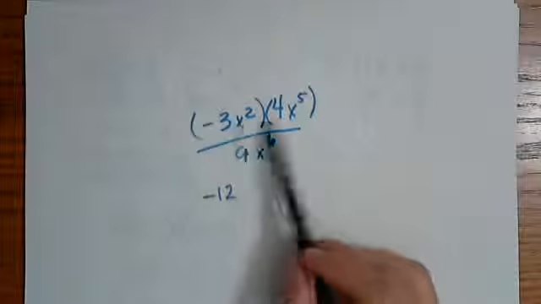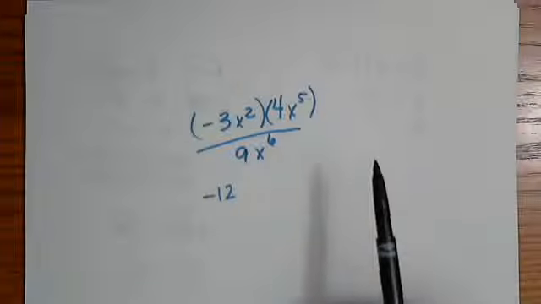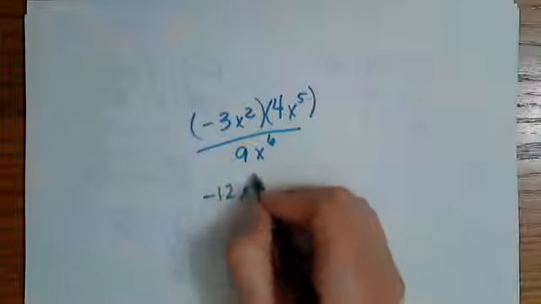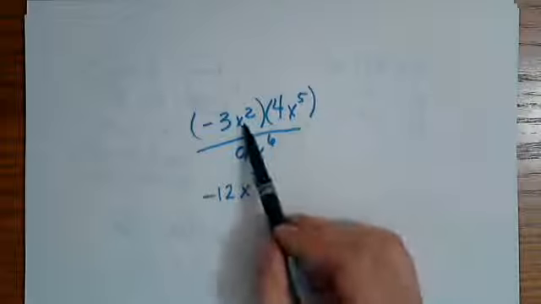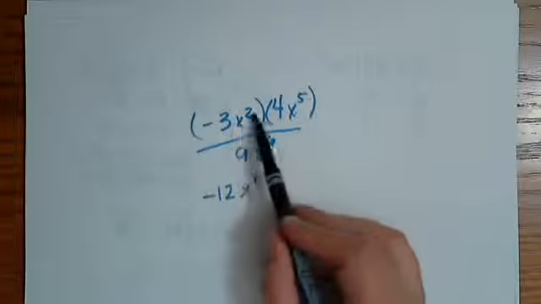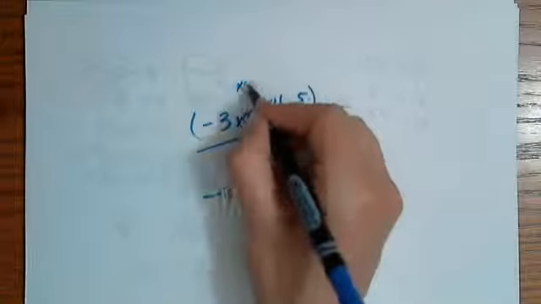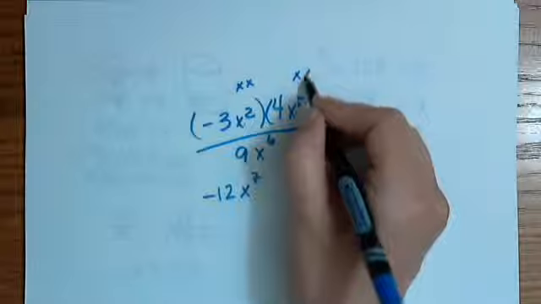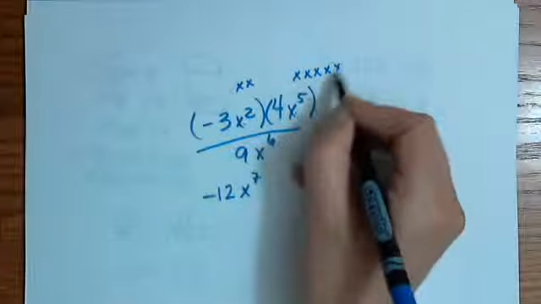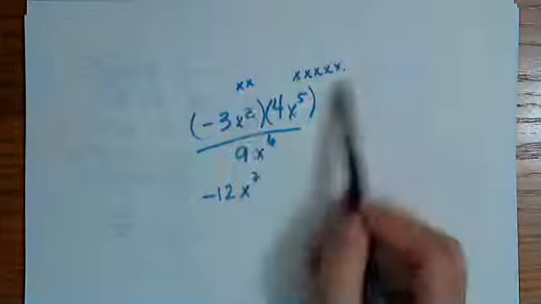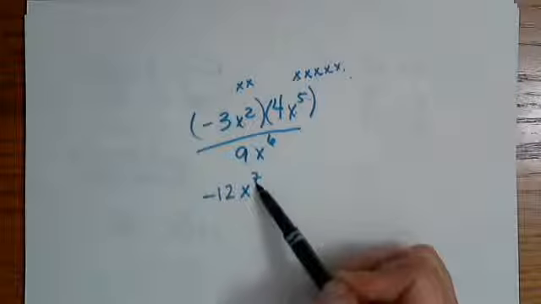I have an x squared and an x to the 5th. If I multiply those together, what do I get? Did I get x to the 10th? I hope not. I hope what you get is an x to the 7th. When I'm multiplying the bases with exponents, I have to add the exponents, because this is the same thing as x times x. This is x times x times x times x times x. 1, 2, 3, 4, 5. And if I multiply all of those together, I should get x to the 7th, right?